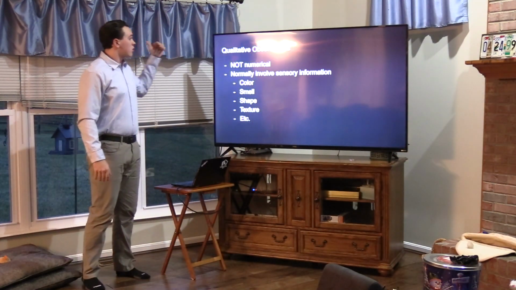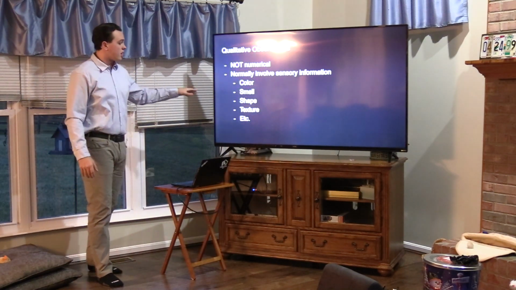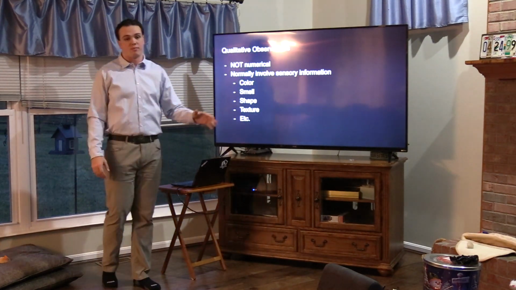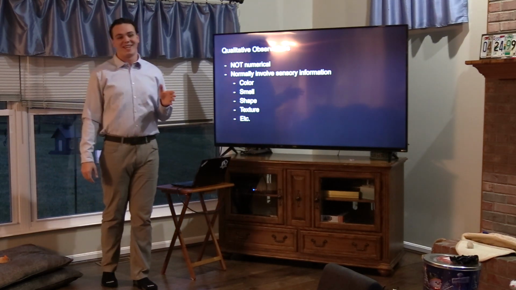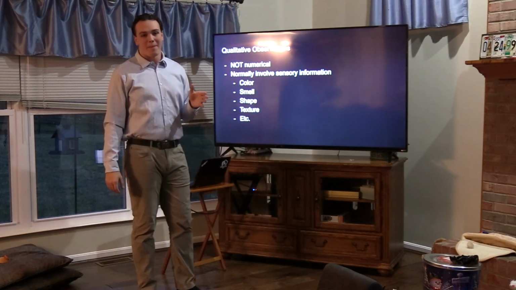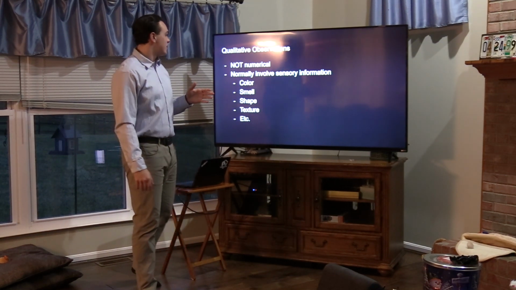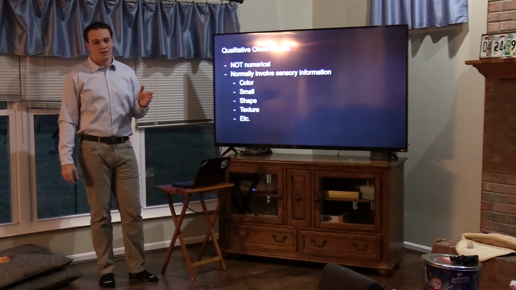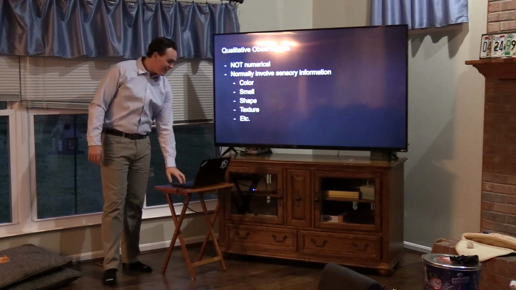So let's first talk about qualitative observations. These are not numerical, so these are things like color, smell, shape, texture, etc. Can one of y'all give me an example of a qualitative observation? Alea, you look really keen to answer this question. Like I said, an apple is red. That is a qualitative observation. That is a very good qualitative observation. Can you give me another one? The apple smells like an apple. That's not as great, but I'll take it.